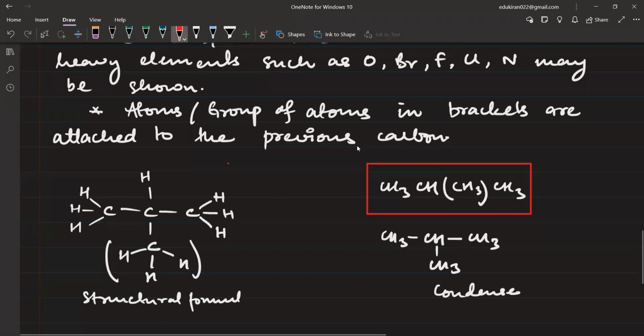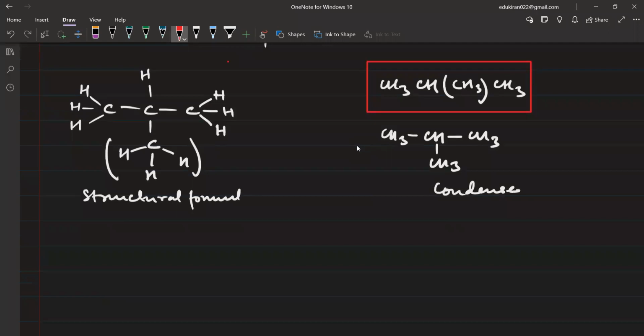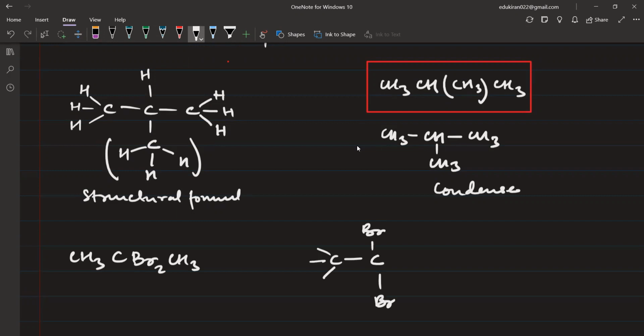Okay, I'm writing some more. For example, you have something like this. CH3, then you have carbon, and then you have Br2, and then you have CH3. यहाँ पे क्या होगा आपके पास? You will have CH3, carbon with 3 hydrogens, then again a carbon with 2 bonds, and both of these are Br and Br, and then you have carbon with 3 hydrogens like this.